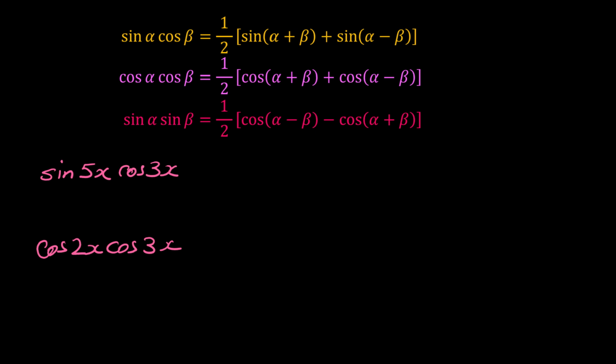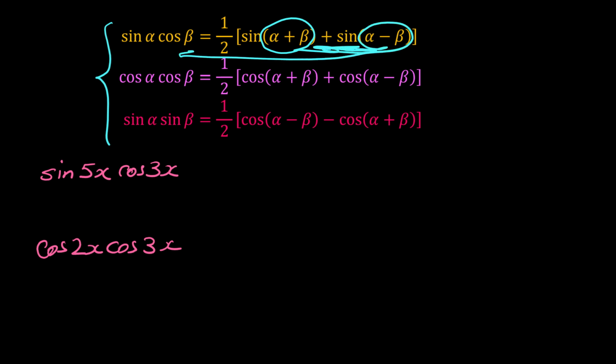In this video, we want to learn about product to sum formulas. Here you can see a list of product to sum formulas. Sine of alpha cosine beta is 1/2 sine of the sum of the angles plus sine of the difference of the angles.